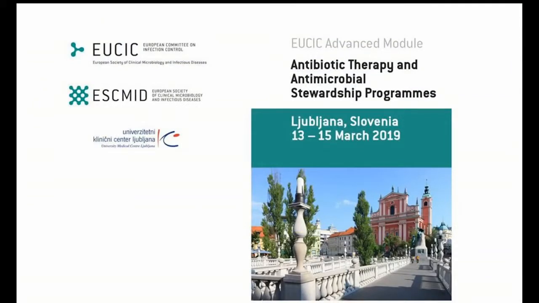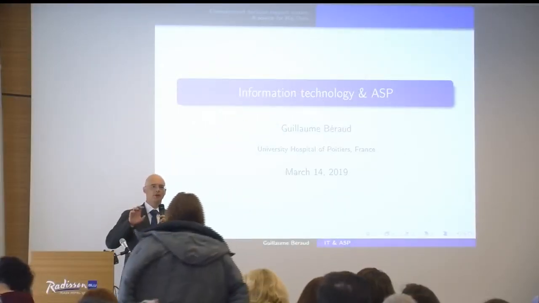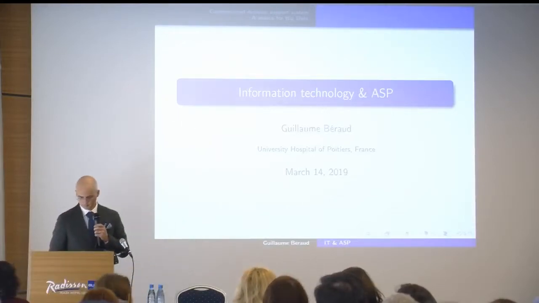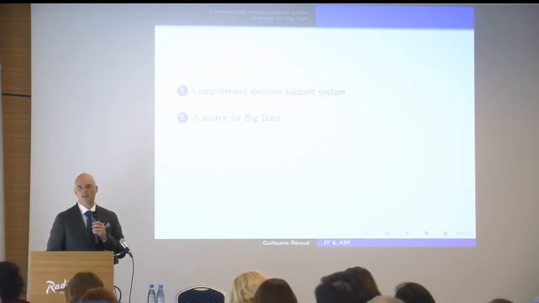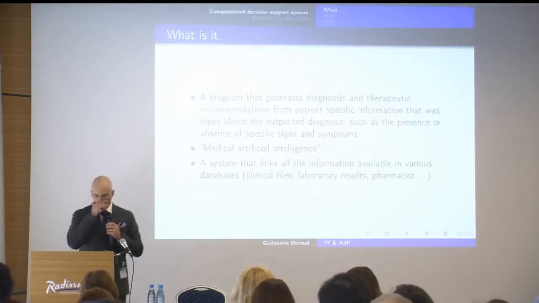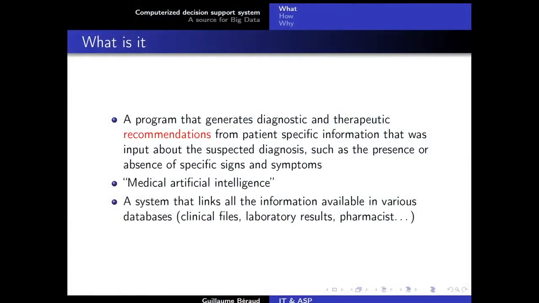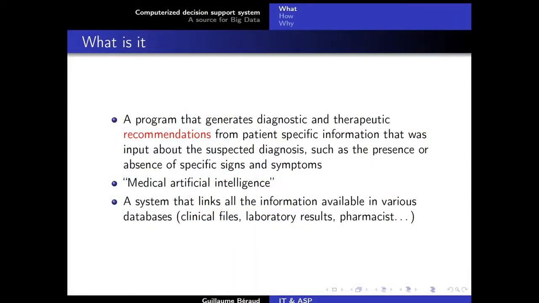Okay, so now in the following presentation, I will focus on computer decision support systems, because it's basically what we need and the most advanced system to help us in antimicrobial stewardship. So, what is a computerized decision support system? Basically it's a program that generates diagnostic and therapeutic recommendations from patient-specific information that was input in the system about the suspected diagnosis, such as the presence or absence of specific signs or symptoms. It has been called medical artificial intelligence. Of course, beware when you hear about artificial intelligence. After all, it's just a computer. Intelligence is a big word. But it's helpful. So, put simply, it's a system that links all the information available in various databases in the same place.